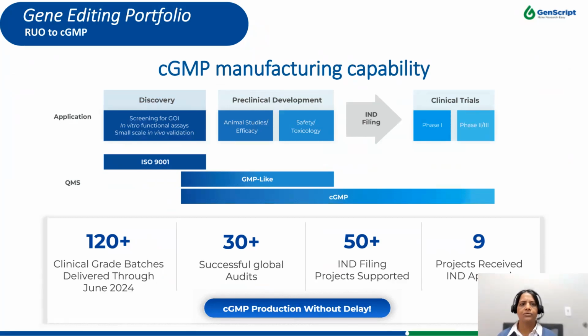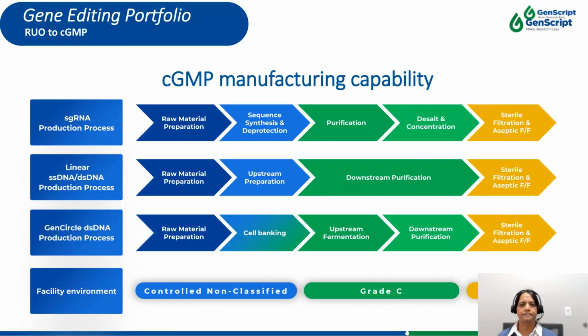As of last month, we have delivered over 120 clinical batches and completed more than 30 global audits. And we take pride in supporting our 50 IND projects, 9 of which have received global IND approval. To achieve these results, we ensure a smooth transition from research to GMP products, which helps speed up our process.